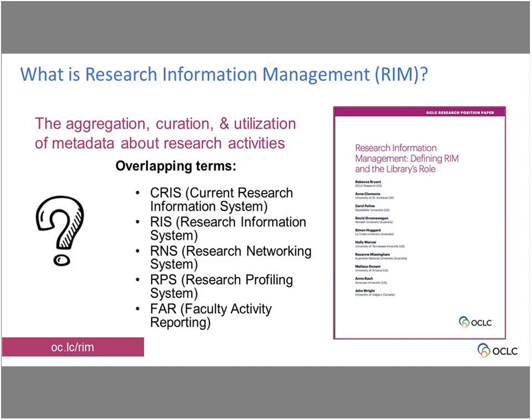We operate from a broad definition of what RIM is: the aggregation, curation, and utilization of metadata about research activities. By working with this definition, we're able to embrace a number of regional terminologies and practices because all of them at a minimum include the aggregation of publications metadata. That's where you'll see many of these overlapping terms like CRIS, or RIS, or RNS, or RPS, or FAR, Faculty Activity Reporting. It's a veritable alphabet soup. All of those things we want to include when we think about what is research information management, even though they actually can be really different case studies.